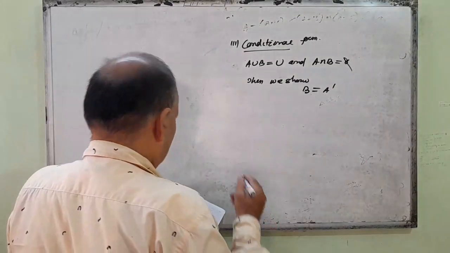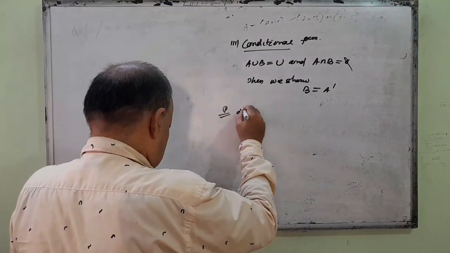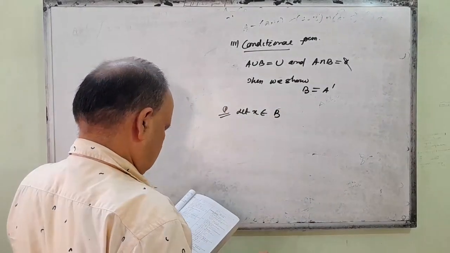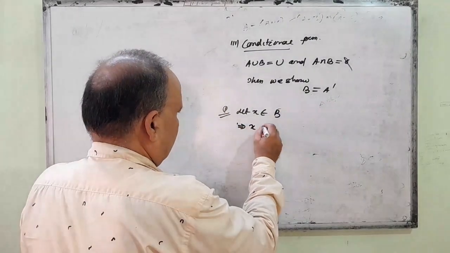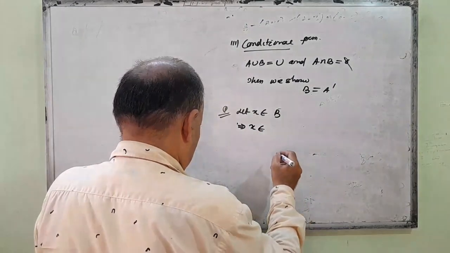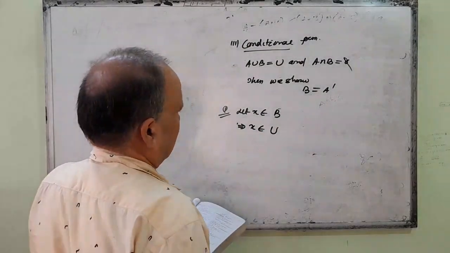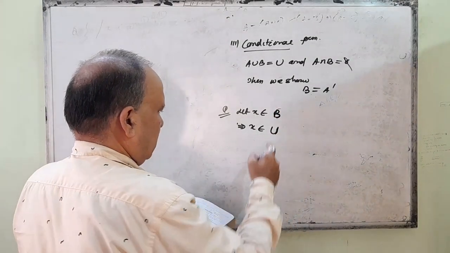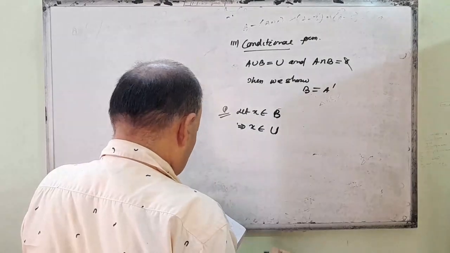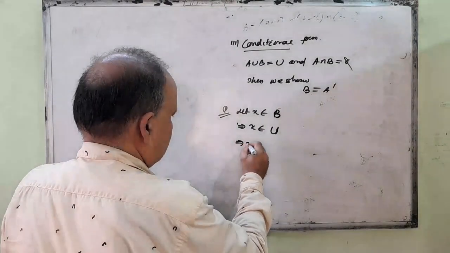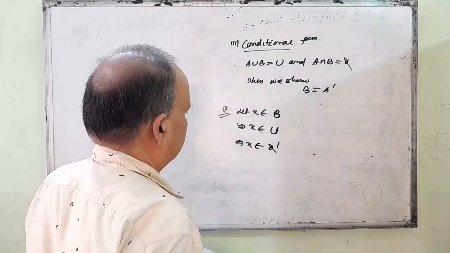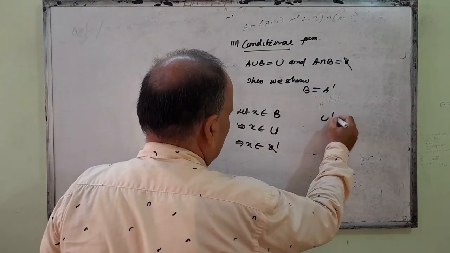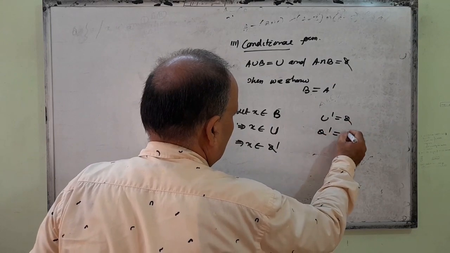Proof: let x belong to B. This implies that x belongs to U. Any set which belongs to that, then x belongs to U. So we can write x belongs to phi dash, because you know U dash is equal to phi and phi dash is equal to U.